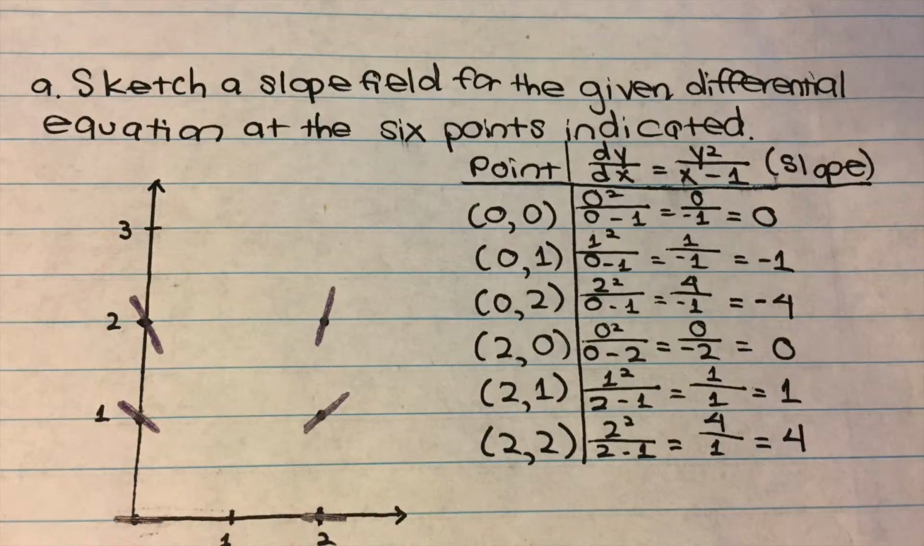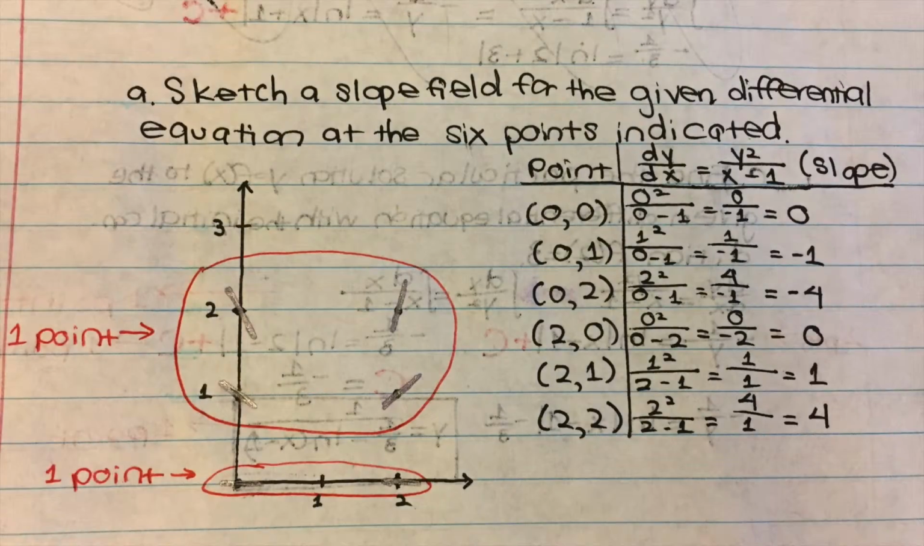At (0, 1), the slope would be negative 1. At (0, 2), the slope should be negative 4. (2, 1) has a slope of 1 and (2, 2) has a slope of 4. The scoring guidelines break this part down into 2 points, where one is given to 0 slopes and the other is given to non-zero slopes.